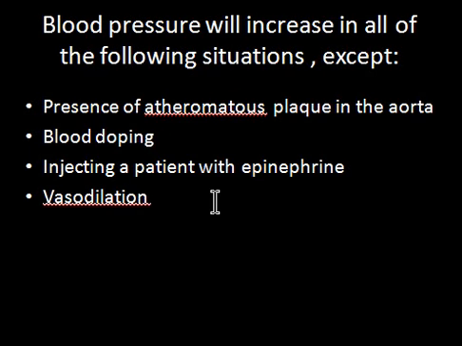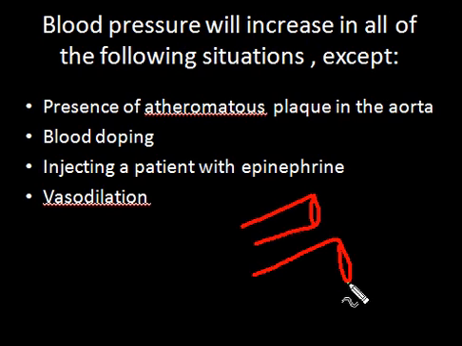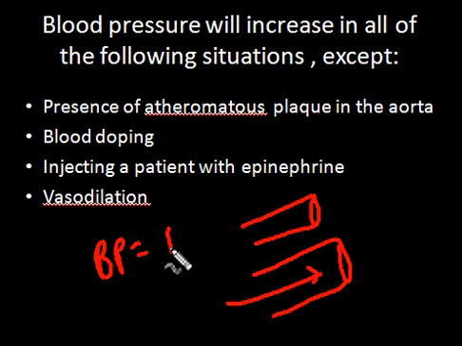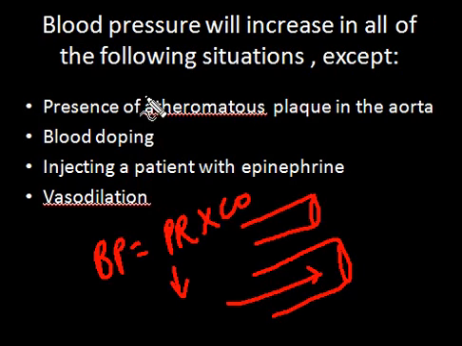Why is vasodilation not going to increase blood pressure? If this is the normal size of a blood vessel, in vasodilation it has dilated. So now blood will be able to flow freely. The resistance has decreased. So peripheral resistance has decreased, and as we said, blood pressure is peripheral resistance times cardiac output. If this is low, then naturally blood pressure will be low. So therefore, all these three will cause an increase and this one will not cause an increase. So therefore, this is the correct answer to this question.